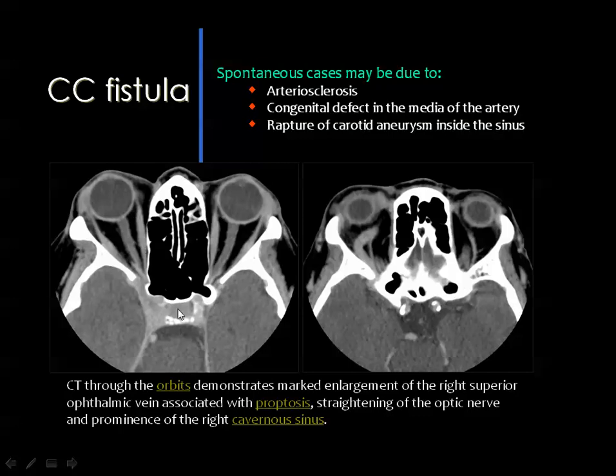And if you look at the region of the superior ophthalmic vein, you see marked dilatation and tortuosity of the superior ophthalmic vein, which is one of the diagnostic criteria of carotid cavernous fistula. We compare this dilated tortuous superior ophthalmic vein with the normal appearance of the superior ophthalmic vein on the left side.